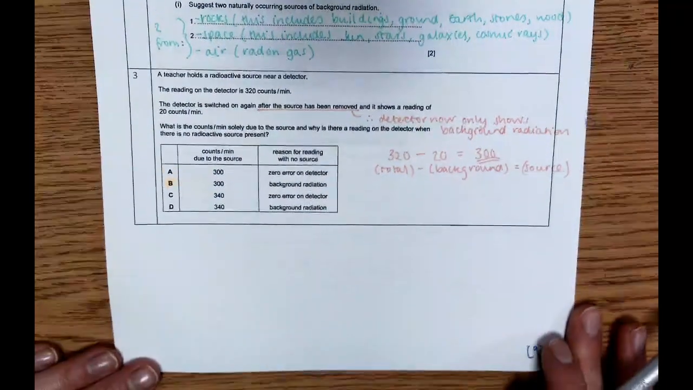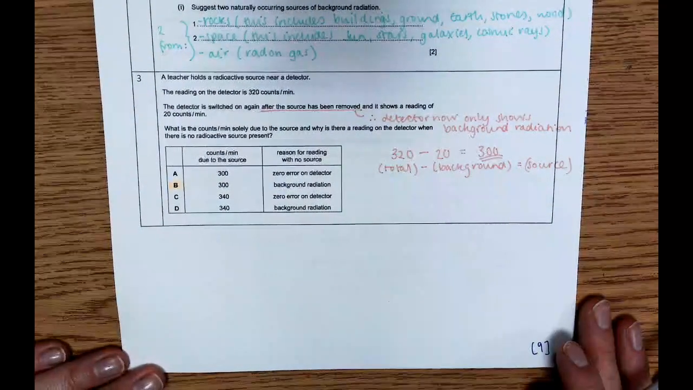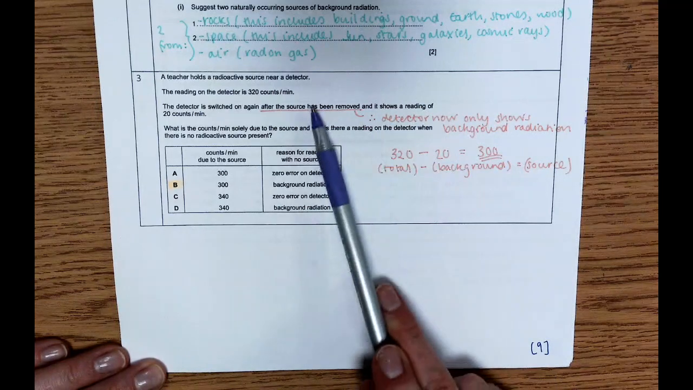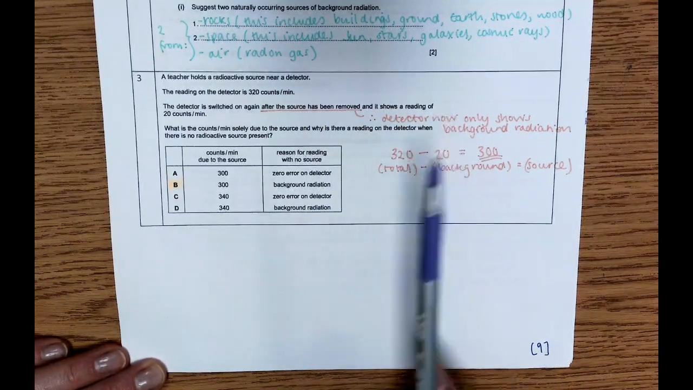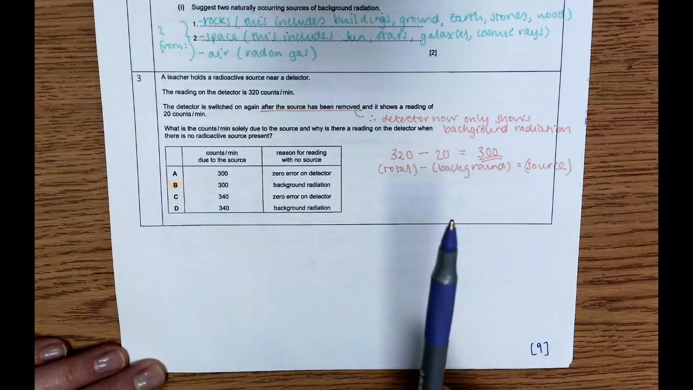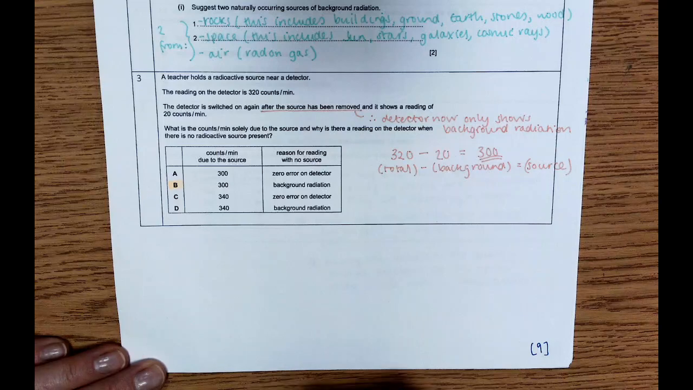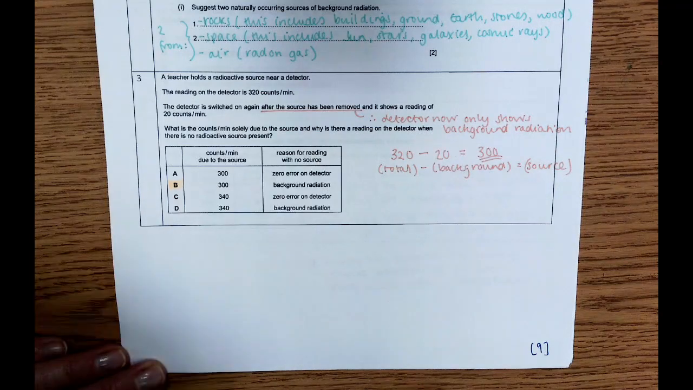So, question 3. A teacher holds a radioactive source near a detector. The reading on the detector is 320 counts per minute. The detector is switched on again after the source has been removed. Okay, so this means that if we've removed the source, the detector must only be showing the background radiation, and it shows a reading of 20 counts per minute. What is the counts per minute solely due to the source, and why is there a reading on the detector when there is no source present?